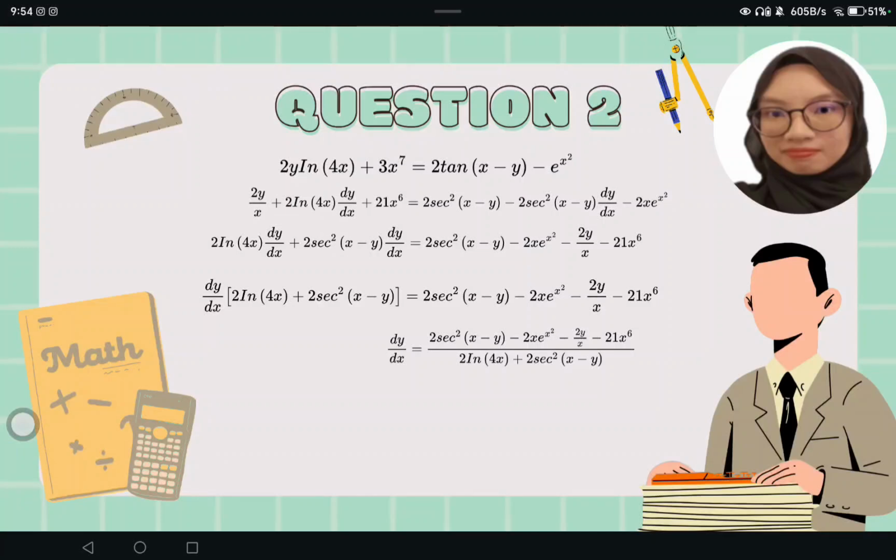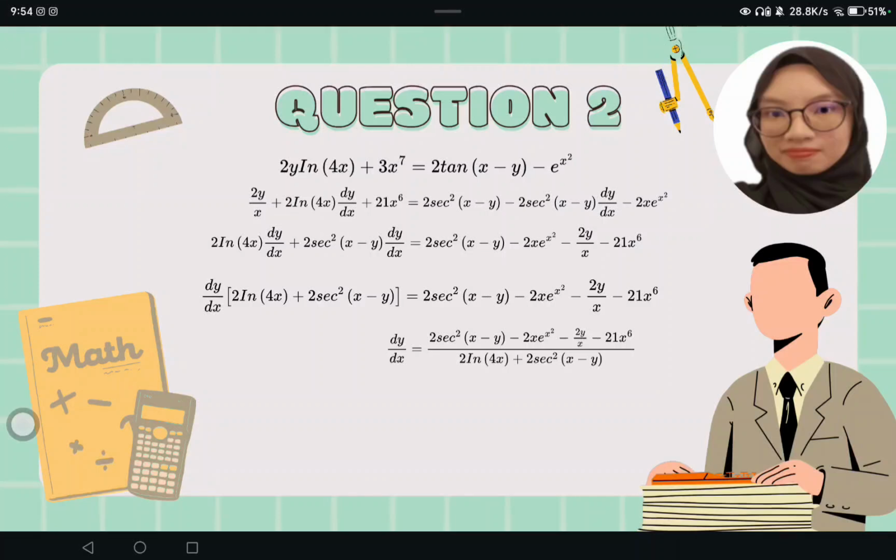And you have to write the differentiated terms back into the question, which means you have to substitute them into the question. And you will get 2y over x plus 2 natural logarithm of x dy over dx plus 21x to the power of 6 equals 2 secant squared (x minus y) minus 2 secant squared (x minus y) dy over dx minus 2x exponential to the power of x squared.